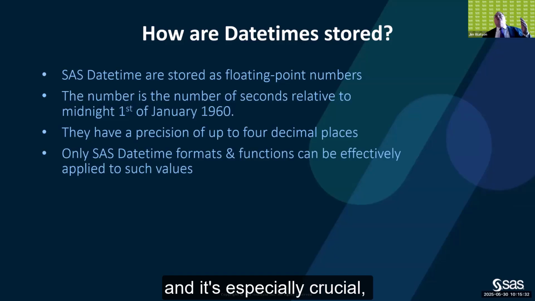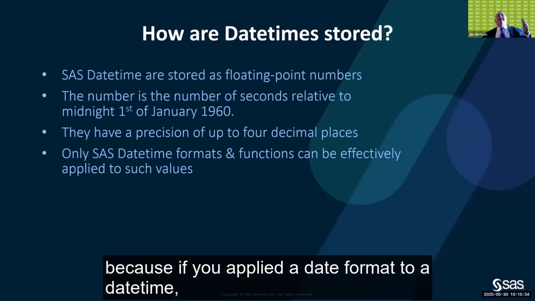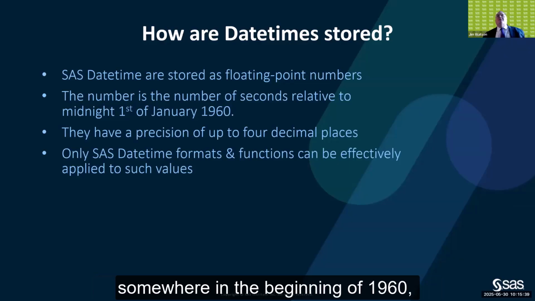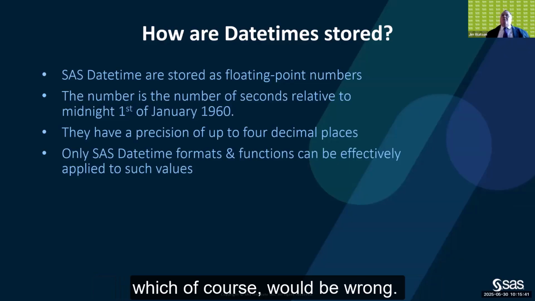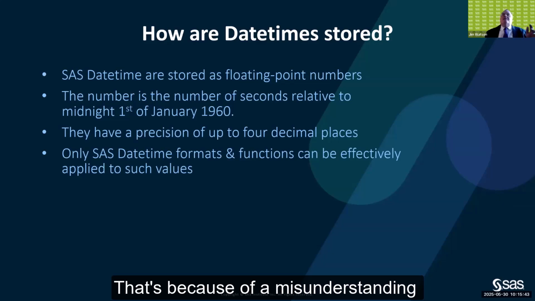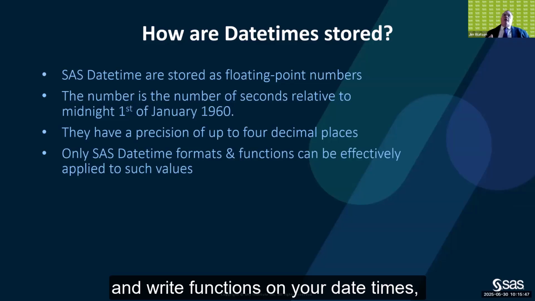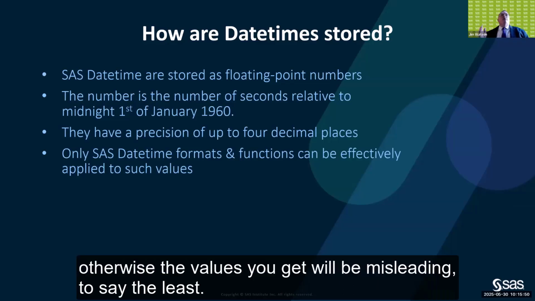And it's especially crucial because if you applied a date format to a datetime, it would probably tell you that the date was somewhere in the beginning of 1960, which, of course, would be wrong. That's because of a misunderstanding about the format and the function. So do make sure you use the right formats and right functions on your datetimes. Otherwise, the values you get will be misleading, to say the least.